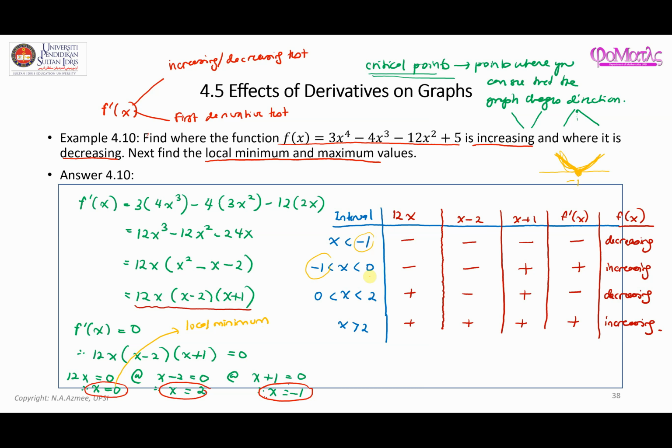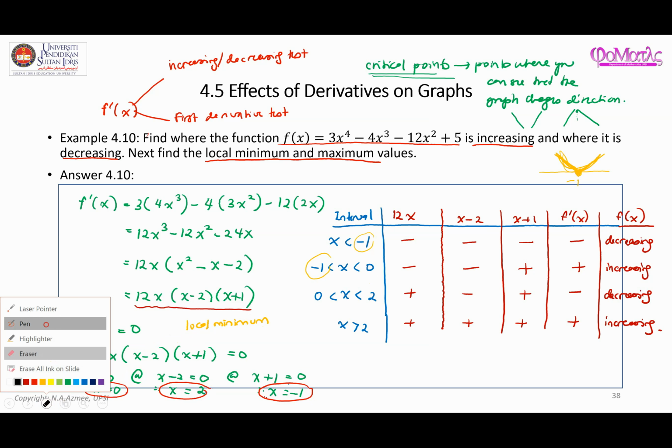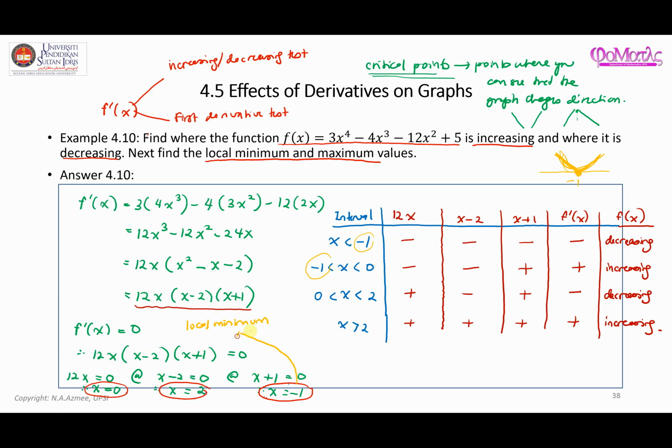Now, how about for x equals 0? Oh, I'm sorry. Again, I made a mistake. So this is supposed to be here. I'm sorry. So local minimum for -1.